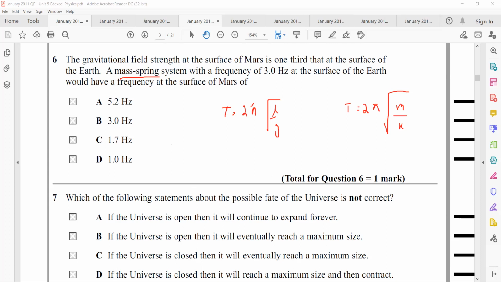Question 6. What could be the answer? So B is the right answer. Why is B the right answer?